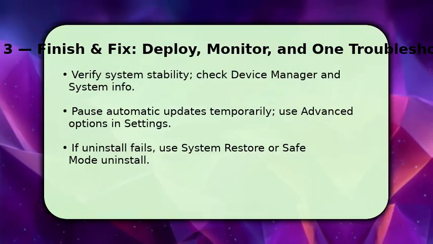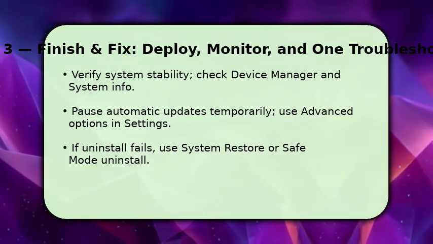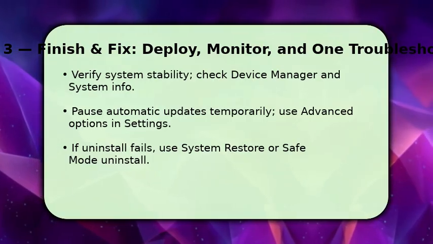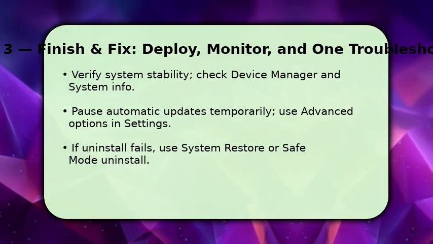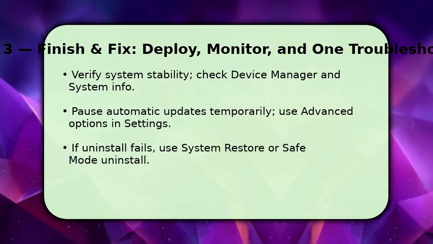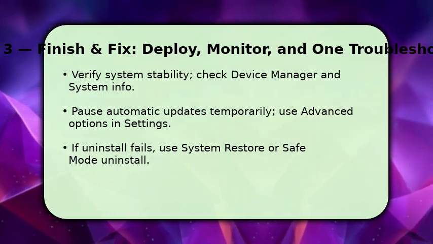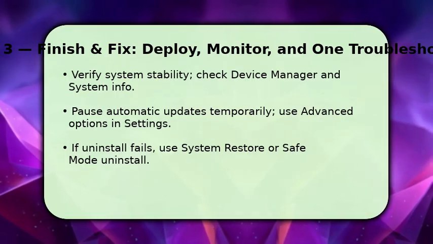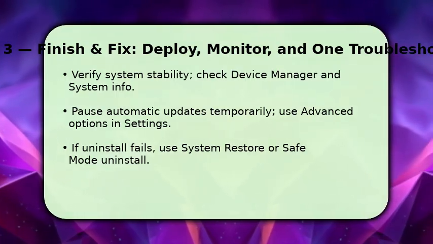If the uninstall fails or causes errors, boot into safe mode and retry, or restore to a recent system restore point. These approaches target locked files and registry hitches. One key tip: keep a restore point before major update changes to recover quickly.